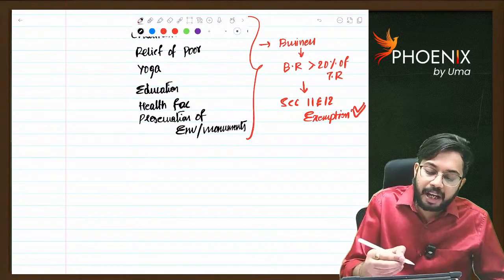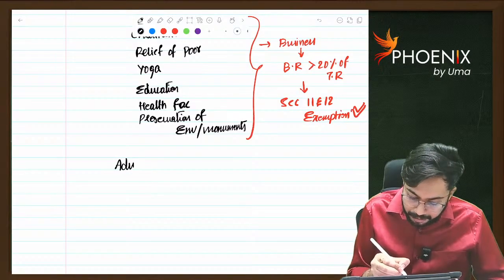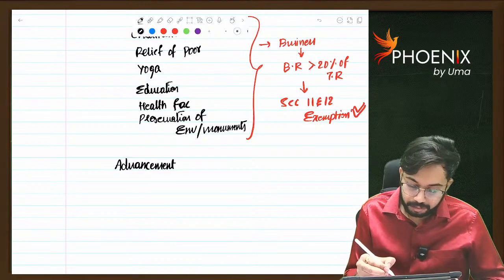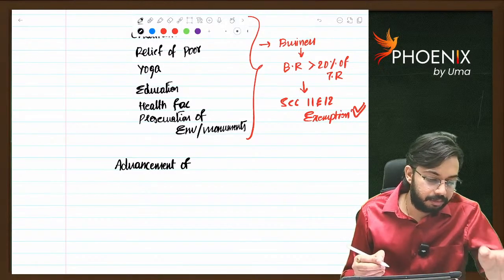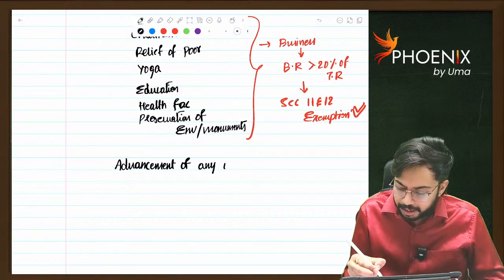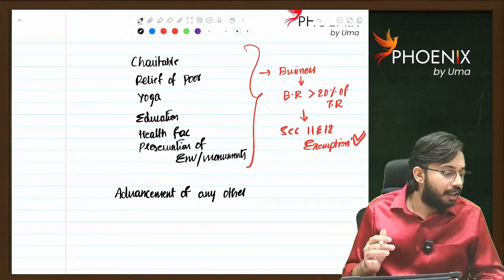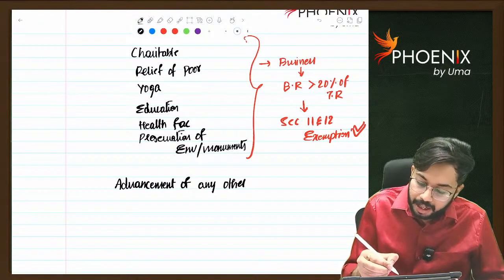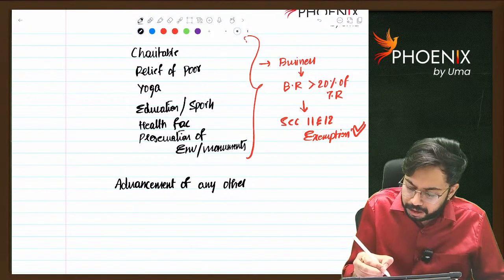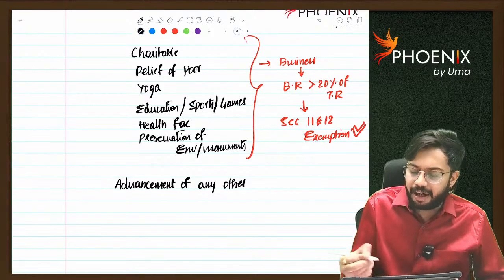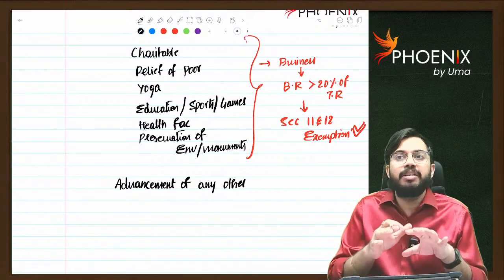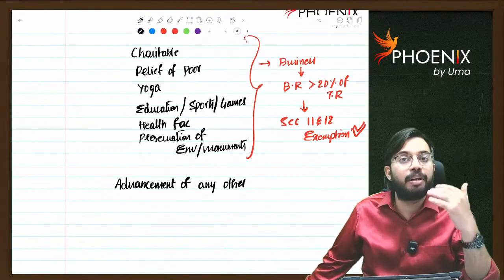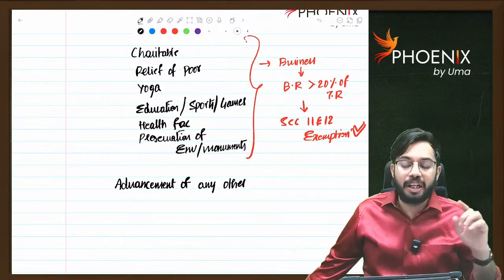But if I create any trust for advancement of any other object, yes, Monish said sports, even for promotion of sports also, you can create one trust. Education, sports, games, you can create one trust, and in the trust, whatever the business income is, even if business income is more than 20% of total receipts, still you can claim section 11 and 12 exemption.